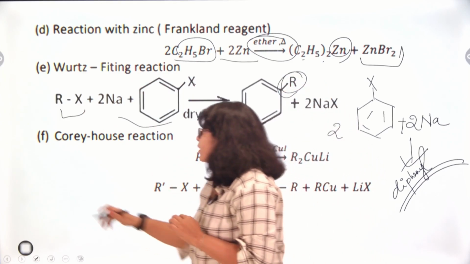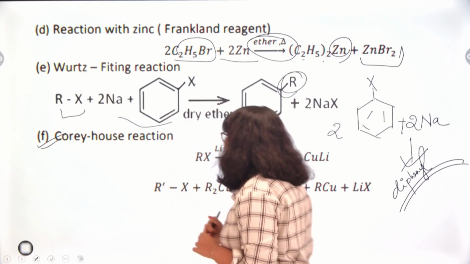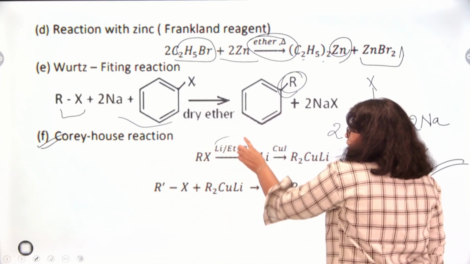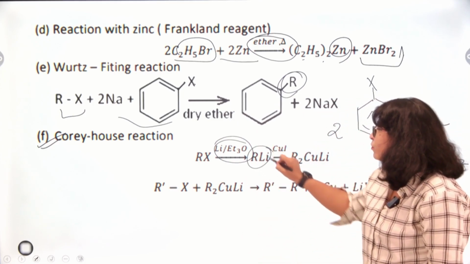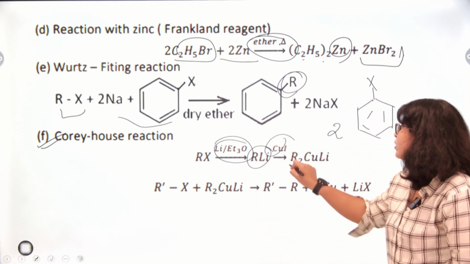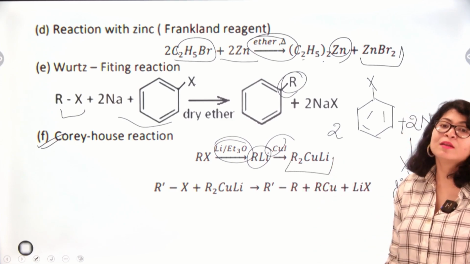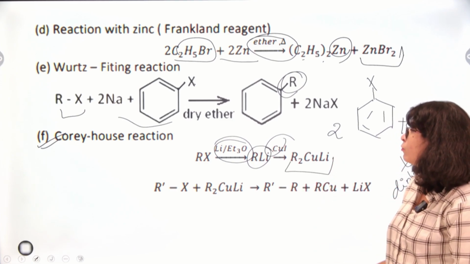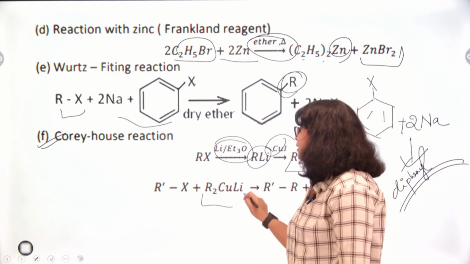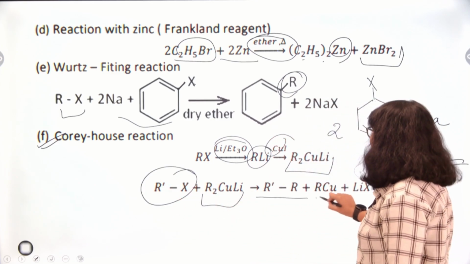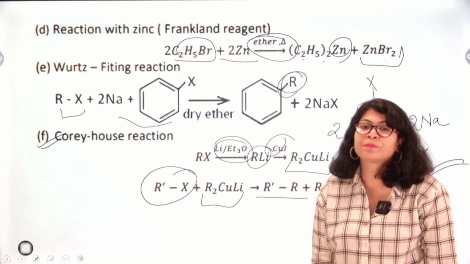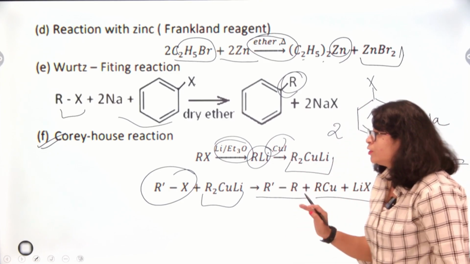Now this is a name reaction called Corey-House reaction. Here RX in the presence of Li and Et2O gives you RLi, which when reacted with copper iodide will give you R2CuLi. This is again an organometallic reagent. When R2CuLi reacts with R'X, another haloalkane, it will give you R-R', RCu plus LiX. So these reactions you need to remember.